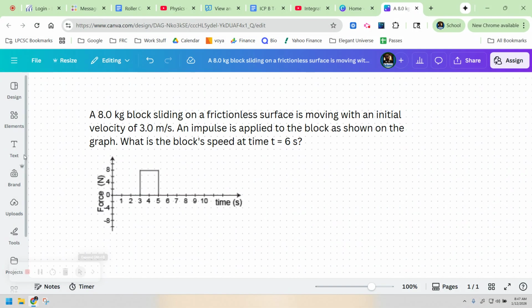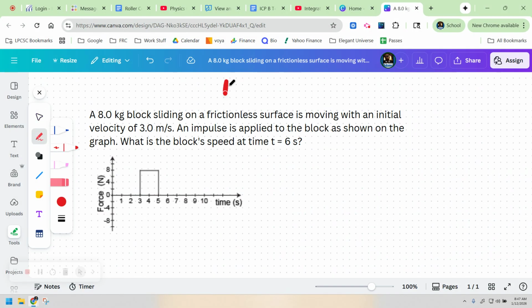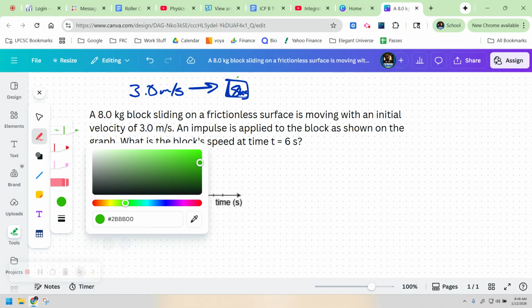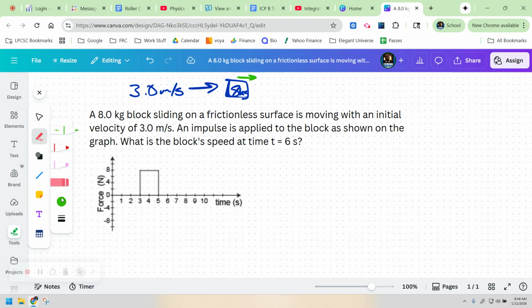So I'll try to sketch this out a little bit. I have a block. Oops, not that size. That's too big. I have a block, and this thing's chucking along at 3 meters per second. It weighs 8 kilograms. Okay. Then I have an impulse that I'm going to apply to it in the same direction. And then at the end of that, what they really want to know is what is the final velocity.